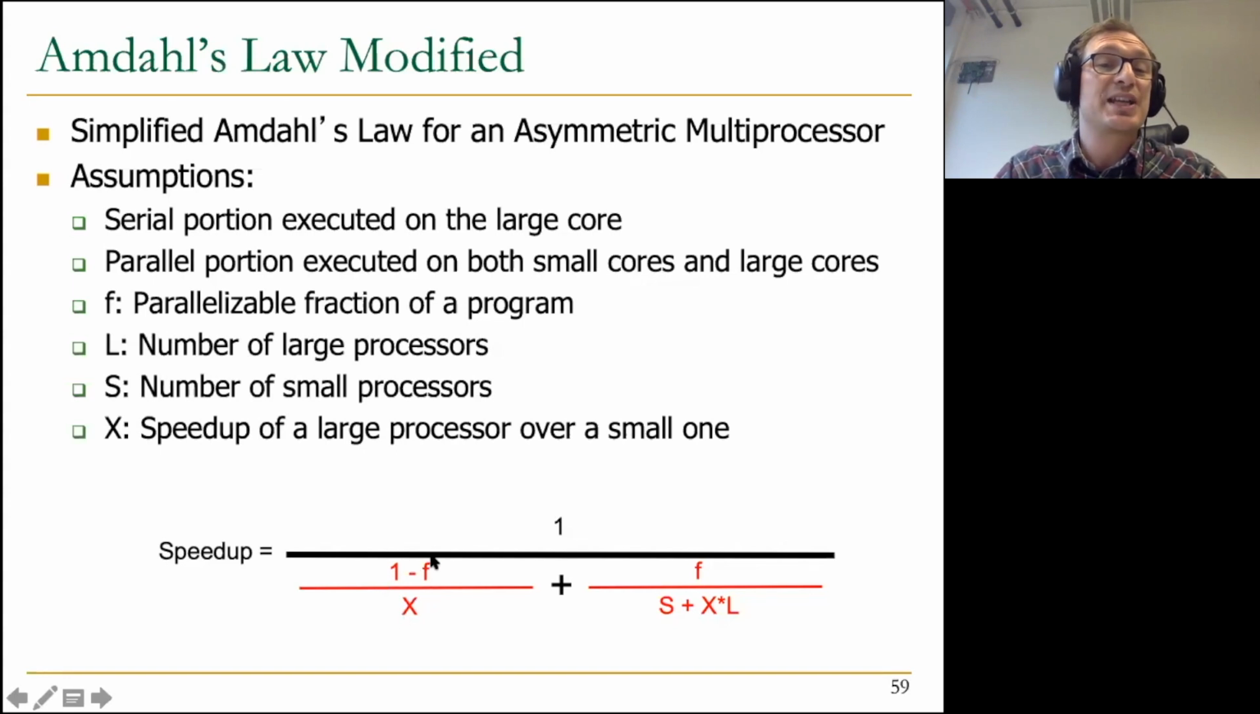Because previously your 1 minus F was not divided by anything. If your 1 minus F is divided by, I don't know, if this X is 4, that's great. You're speeding up your serial portion also when you go to a multi-core. Okay, here actually you can make it very close to N essentially in the end.